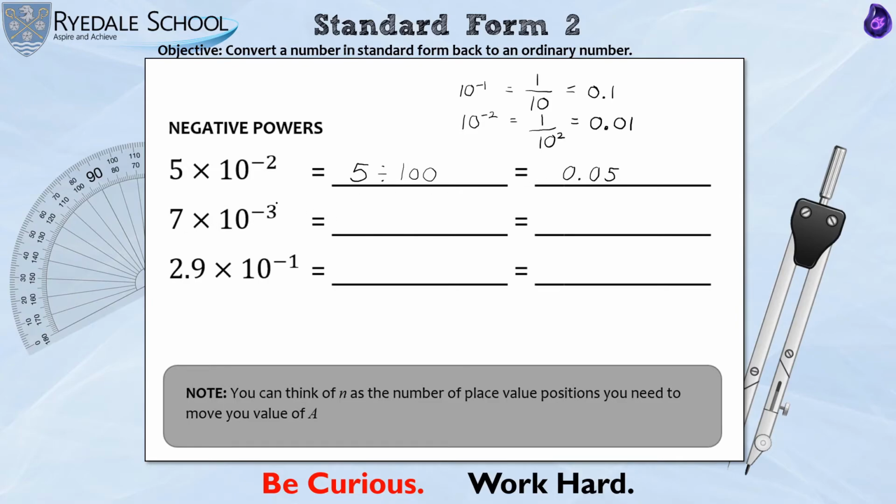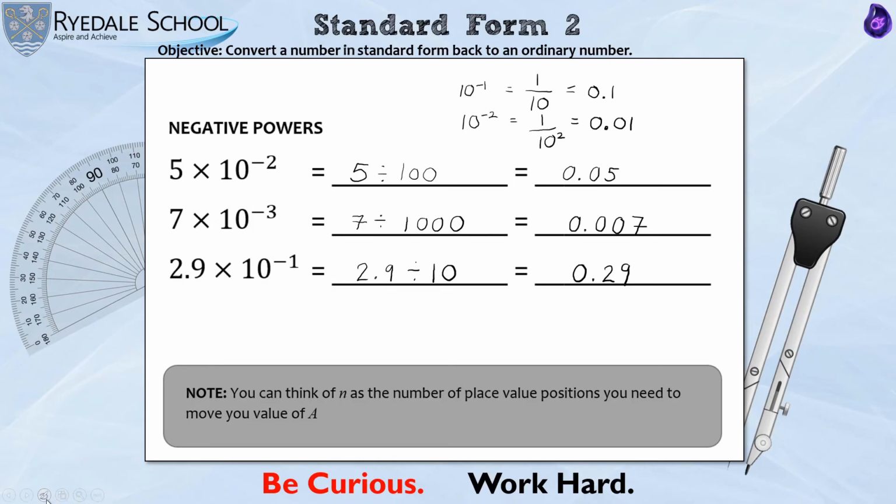So similarly, if we have a look at 7 times 10 to the negative 3, this is the same as 7 divided by what, do you think? 10 to the negative 2 was 100, 10 to the negative 3 is 1,000. And when you divide by 1,000, you are moving your digits 3 places. So that one becomes 0.007. And finally, 2.9 times 10 to the minus 1 is the same as 2.9 divided by 10. And that is 0.29.